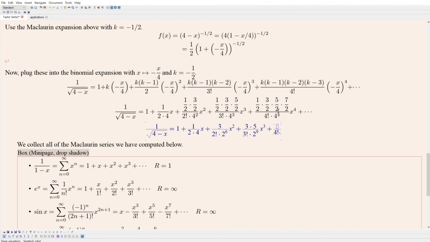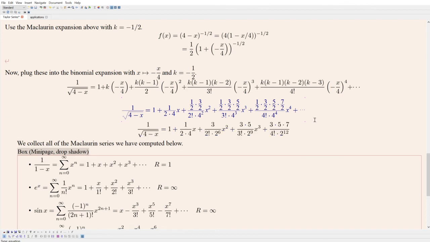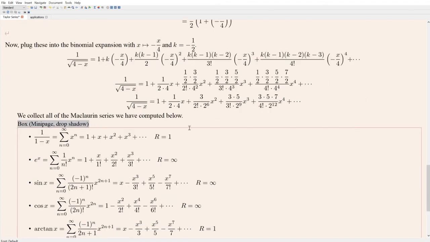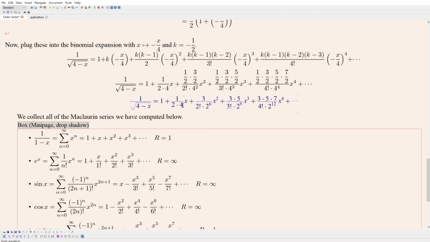4 is the same as 2 squared. 2 times 4 is 8. Then 1, 2, 3, 4 more powers of 2. So 8 plus 4 is 12. There's this interesting odd-numbered factorial that's starting to take shape in the numerator. It's like a factorial, but only with odd numbers. So there's the pattern.